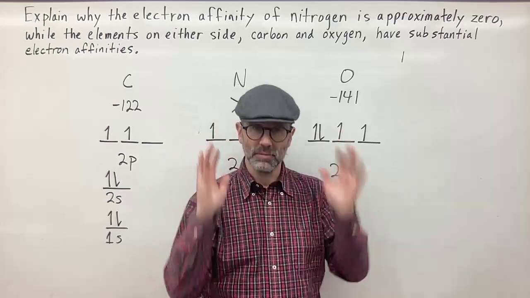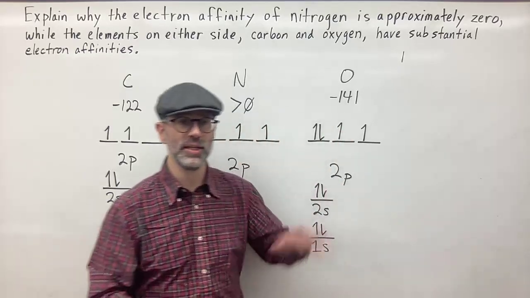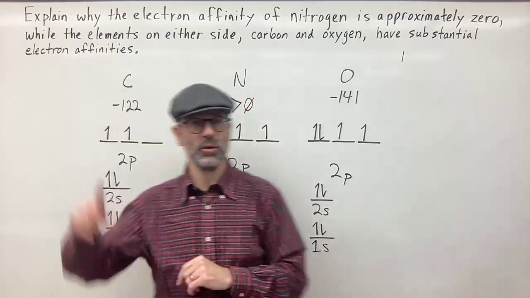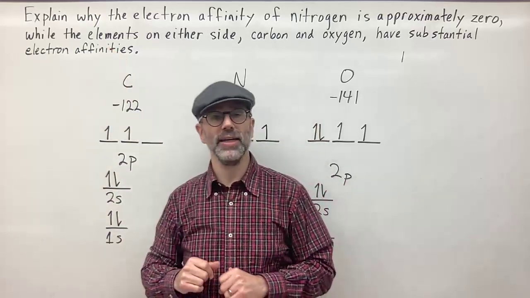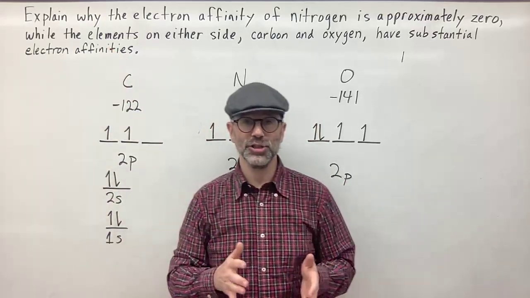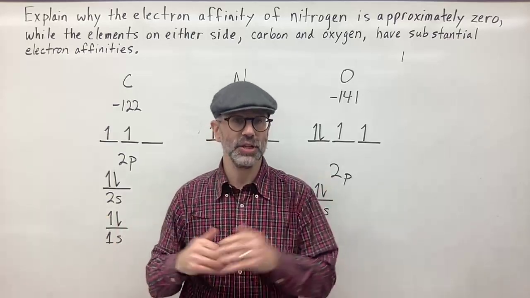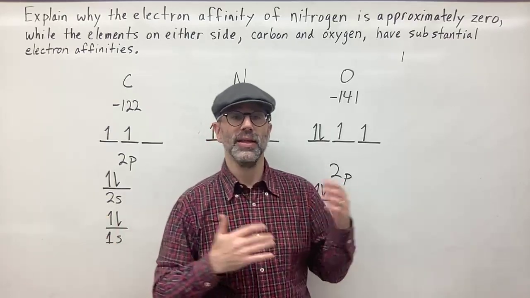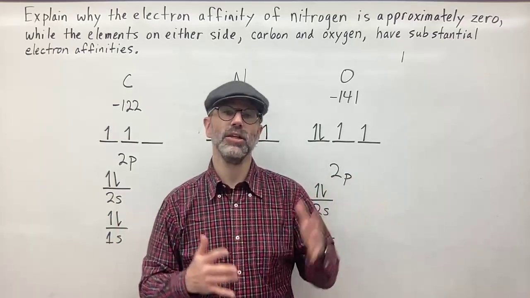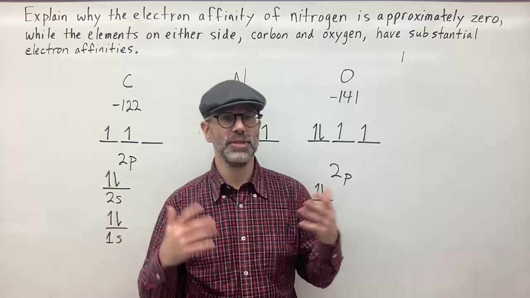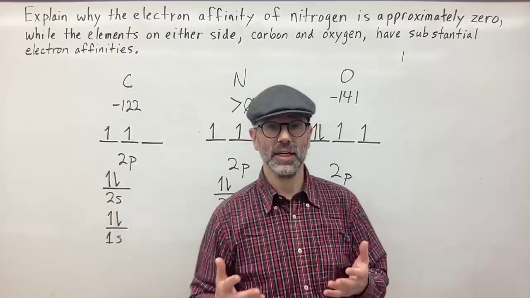So the question we're dealing with here is: explain why the electron affinity of nitrogen is approximately 0, a little bit higher than 0, while the elements on either side, carbon and oxygen, have substantial electron affinities.